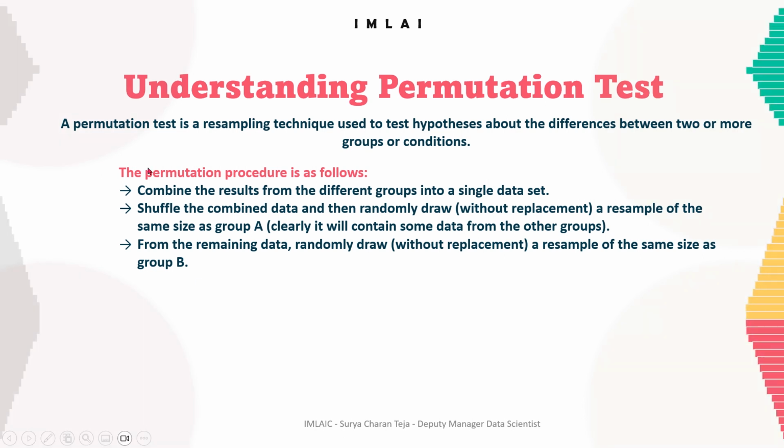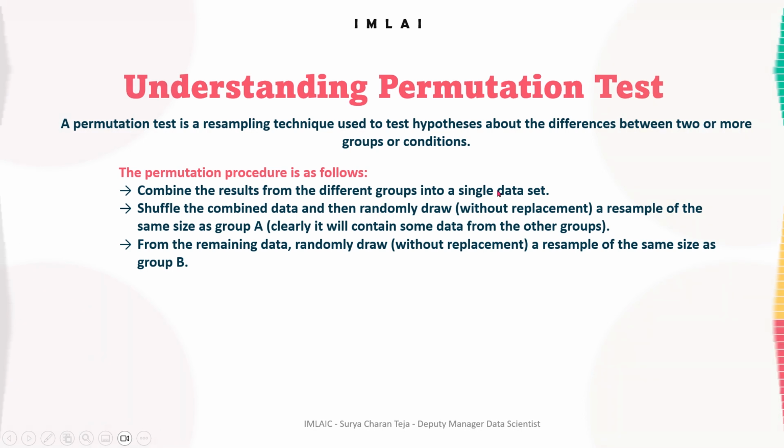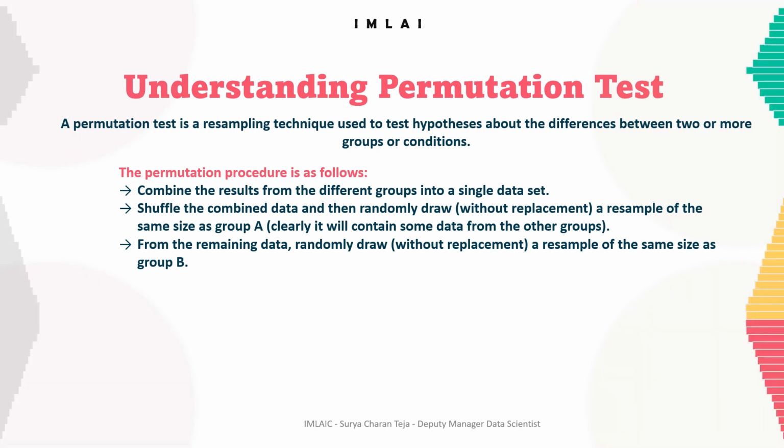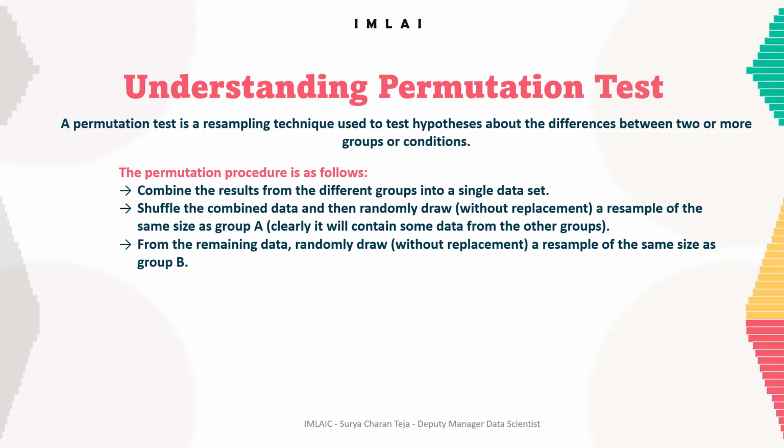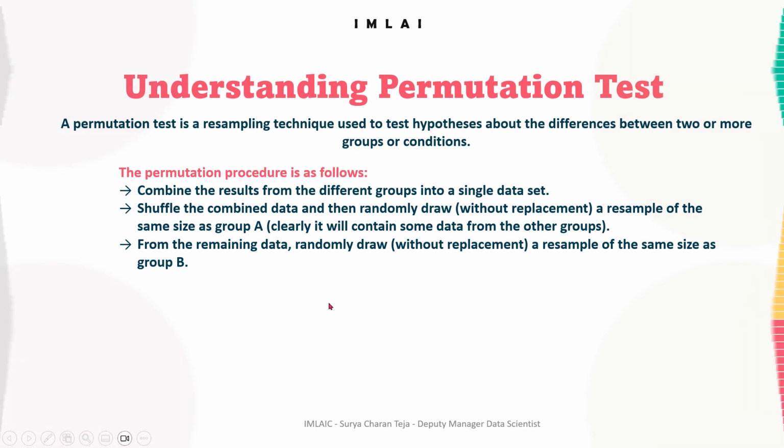You shuffle the combined data and then randomly draw a resample of the same size as group A. Let's take it as group A. That's a standard one. The most important point to be remembered when you draw a sample is that it should be without replacement. If it is with replacement, it's bootstrapping. Without replacement, that's your permutation procedure or permutation test. So obviously that group A will contain some data from other groups also, because the data was combined and then reshuffled.